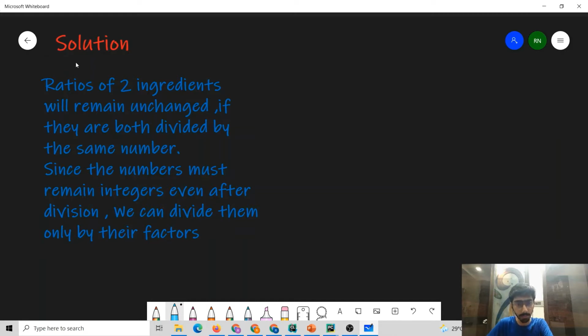Before solving the entire problem, let us try to solve it for the case where there are only 2 ingredients. Let them be A and B. One thing that we have to consider is that the ratio of 2 ingredients will remain unchanged if and only if they are divided by the same number. And since the 2 numbers must remain whole numbers after division, we have to divide both of those numbers only by their factors. That is, we are given 2 numbers A and B, and now we have to find some value with which we can divide both A and B. Let that value be C.